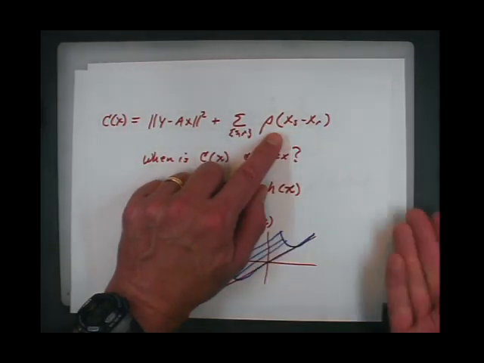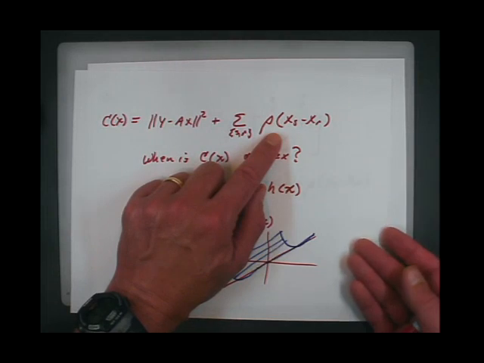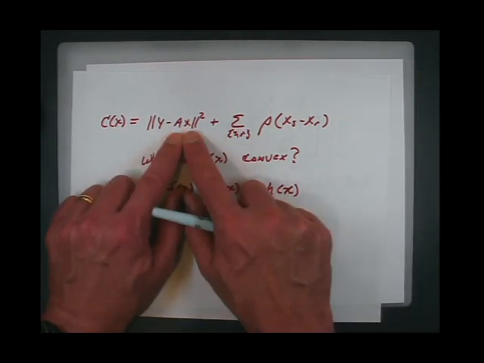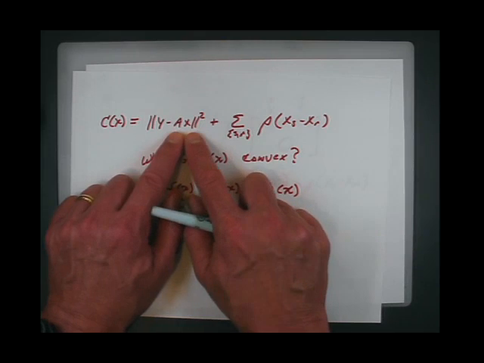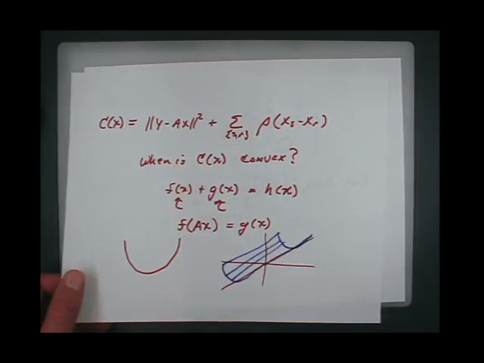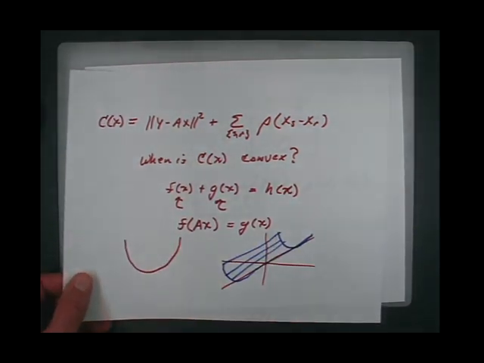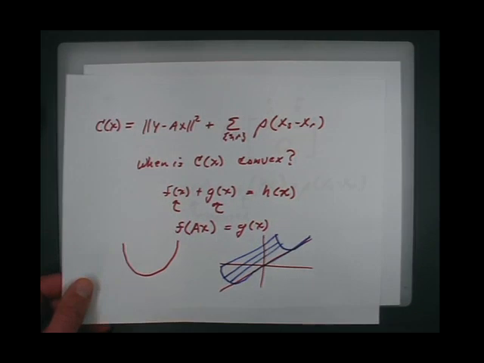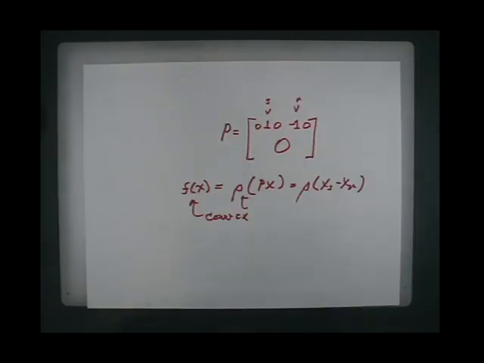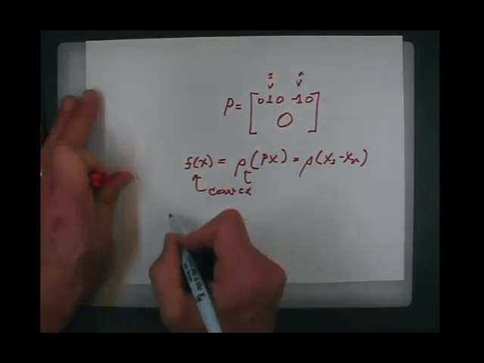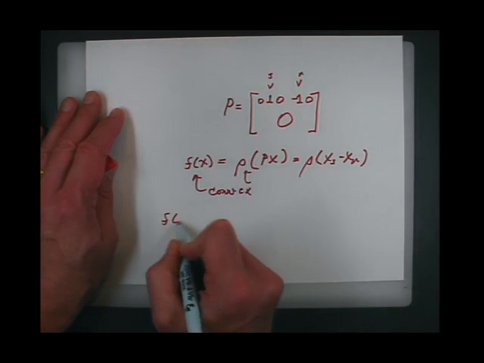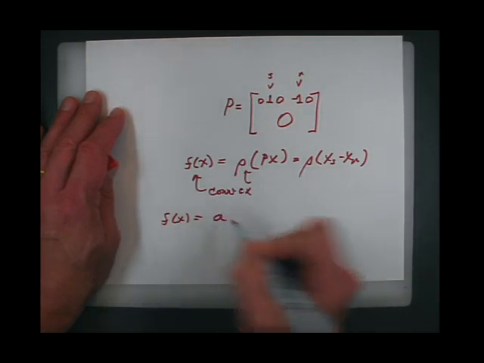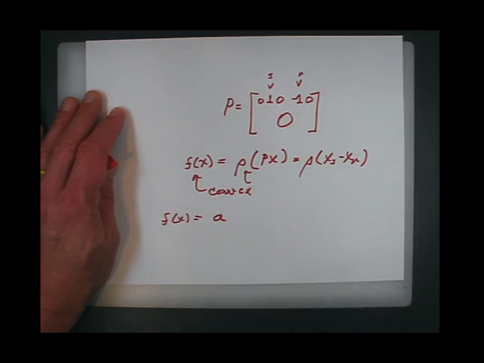Then, in addition, you're summing all these, but now you're summing convex functions of x. So the sum of convex functions of x is a convex function. And now, this is also a convex function. There are various ways to prove it, but one way is that you can just show that any quadratic is convex. First of all, the function f of x equals a constant a. Is that a convex function?